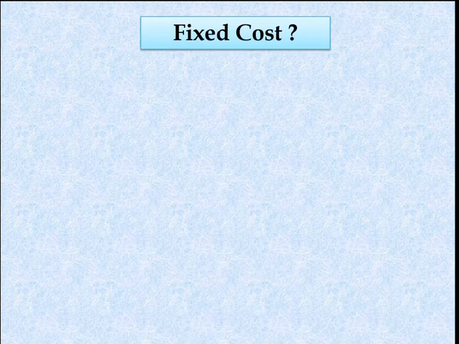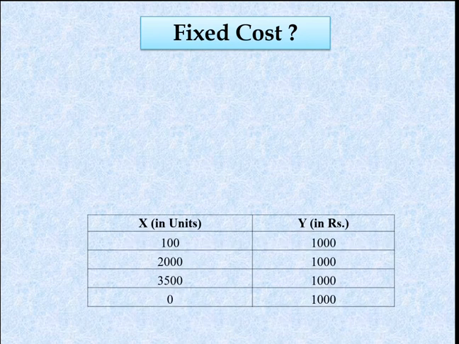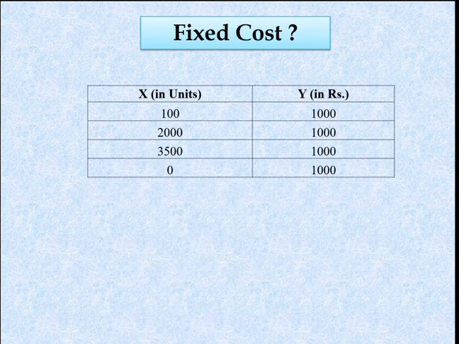Now let us move to the next concept, that is fixed cost. Let's consider one more example. Here X is the unit. We can see the units here are 100, 2000, 3500 and 0 units, which means no production. But the total cost, which is represented in terms of Y, has remained the same.